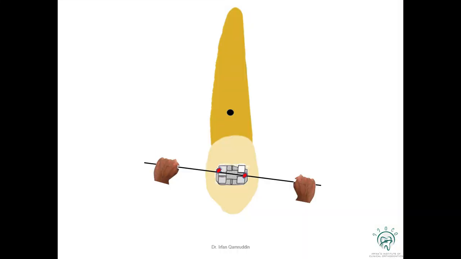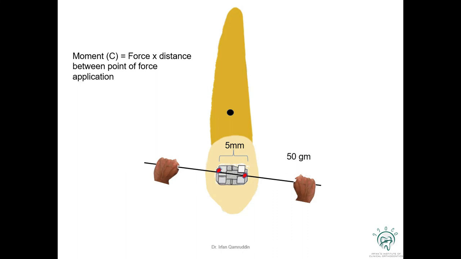When you want to calculate the moment of couple, the formula is very simple: force into the distance between the point of force application. Here, if the width of the bracket is 5 mm, then the distance between the point of force application is also 5 mm, since the wire is in contact at the edges of the bracket slot. If applied force is 50 grams, then the moment of couple would be 250 gram millimeter.